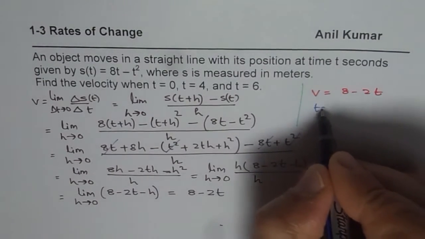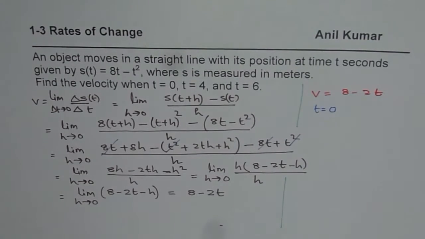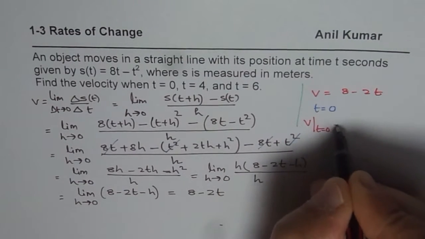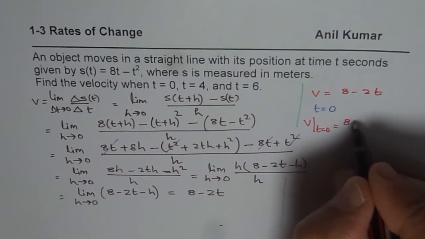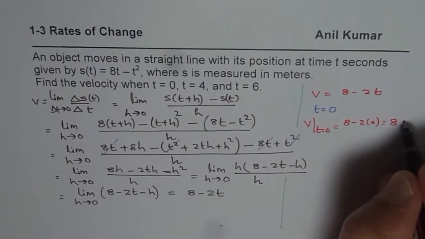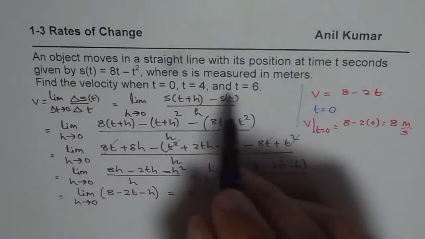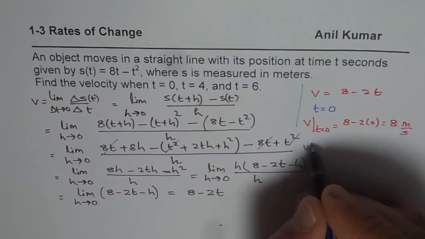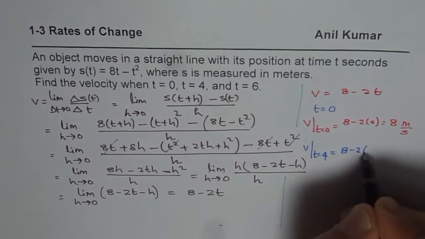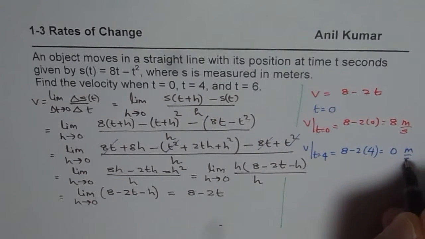When t = 0, what is the velocity? Substitute t = 0: 8 − 2 times 0, which is 8, and of course the units are meters per second. Similarly, we can find the velocity at 4 and 6. At t = 4, we substitute 4: 8 − 2 times 4, which is 8 − 8 = 0 meters per second.